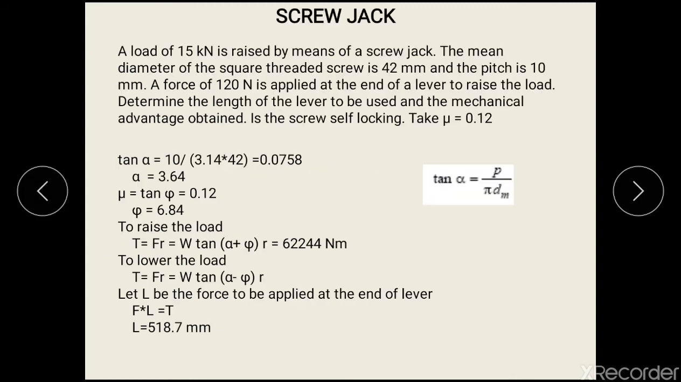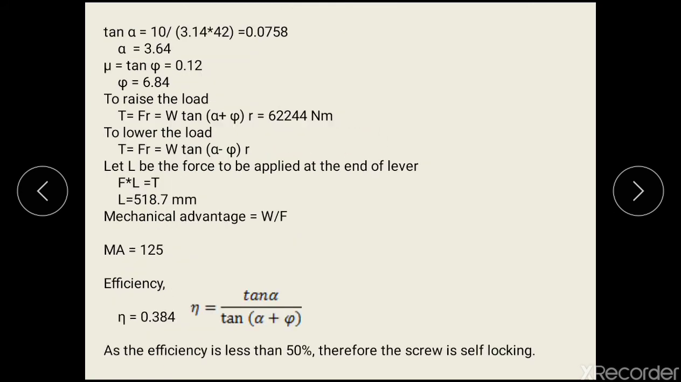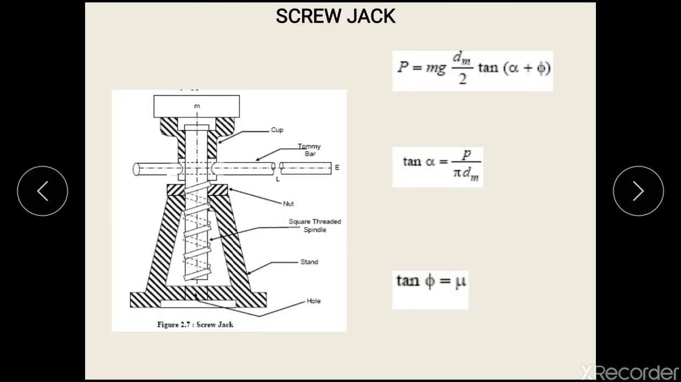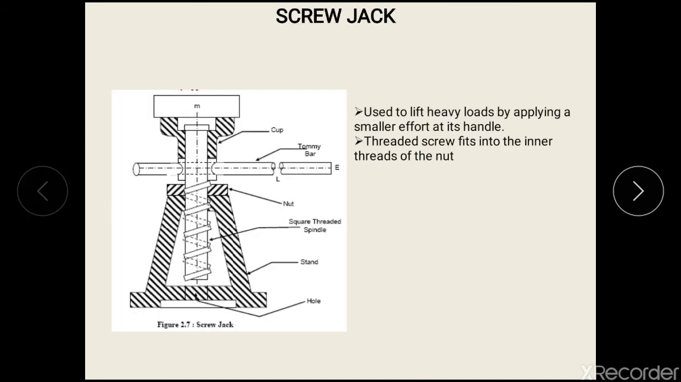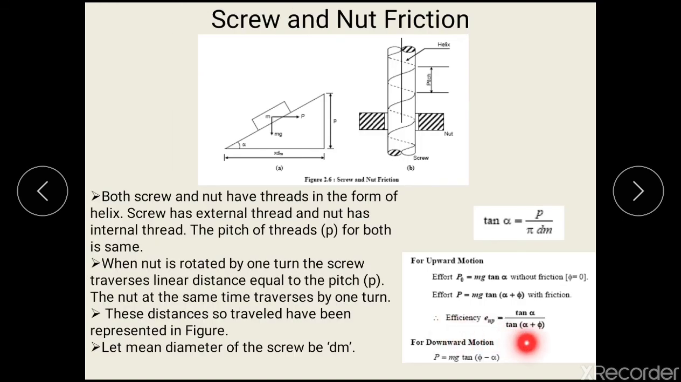Then third one, we need to find out whether the given screw is self-locking or not. If the screw has efficiency more than 50 percent, it does not have the self-locking property. Less than 50 percent means it is self-locking. So we need to find the efficiency. The efficiency formula was also explained in the previous slide. The efficiency is tan alpha by tan of alpha plus phi.